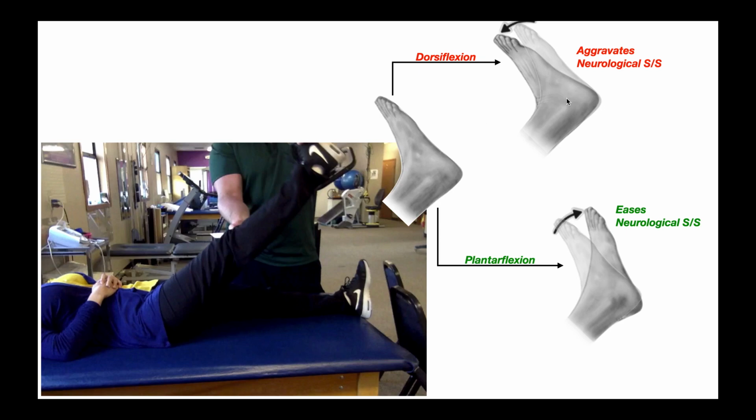You can passively dorsiflex the ankle, but know that that's going to aggravate neurological symptoms, including the numbness, the tingling, the burning, shooting pain. You can also passively plantar flex the ankle, which should actually ease those neurological symptoms. And if you plantar flex and it eases those symptoms, that further rules up that you have a positive test. Just like if you dorsiflex the ankle and it aggravates those symptoms, that also further rules up that you have a positive test.